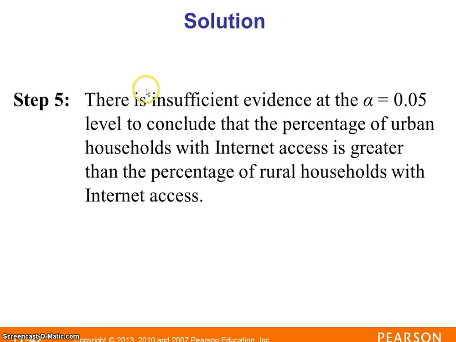And then just make sure that you clearly state the conclusion, right? So there is insufficient evidence, again, to conclude that the percentage of urban households with internet access is greater than the percentage of rural households with internet access. Okay, so there's an example that will help you understand that.